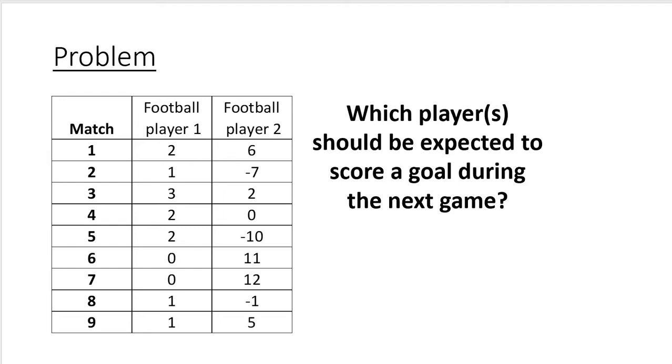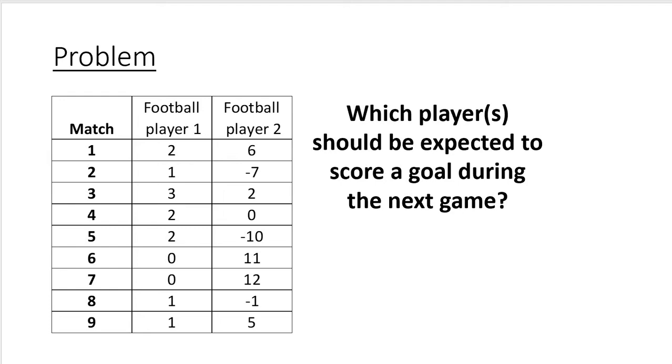So for the first player, for instance, scores were 2, 1, 3, 2, 2, 0, 0, 1, 1, and so on. And for the second player, those were 6, negative 7, 2, 0, negative 10, 11, 12, negative 1, and 5. And just for the sake of simplicity, we do not assume that those were the same games. You can, of course, but our test does not require this assumption to be fulfilled.